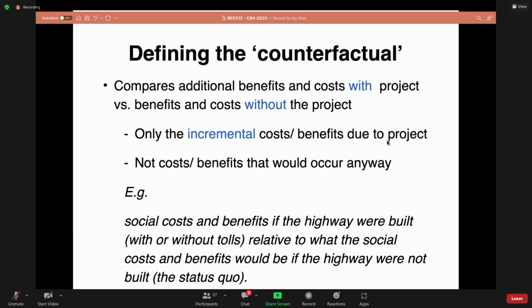So anyway, we will have to incur whatever the things we have to incur if we don't do the project. In addition to that, any additional costs or benefits would be what we consider in the with project scenario, only the incremental costs and benefits because of the project. So if we undertake the project, what will be the additional costs or benefits that we will incur?